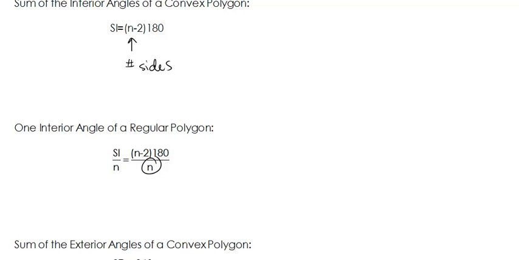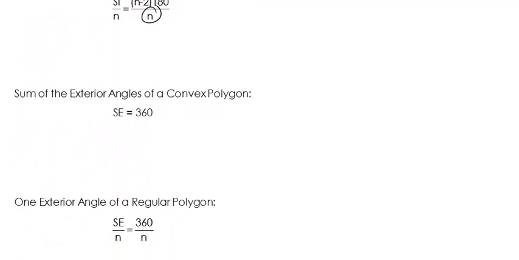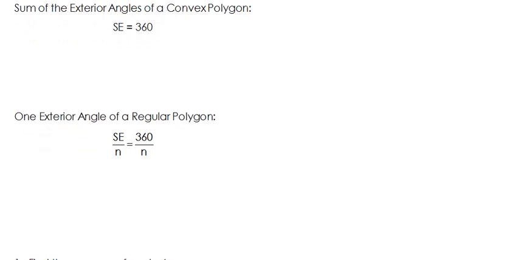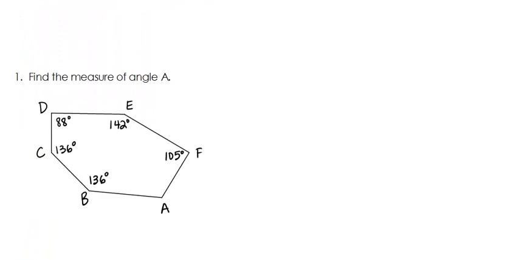As far as exterior angles go, the sum of the exterior angles of a convex polygon is 360. Does not matter how many sides the polygon has. If it's convex, the exterior angles always add up to 360, which makes it easy to find one exterior angle, because you just take that sum, 360, and divide it by n, the number of sides. Okay, let's try some examples.